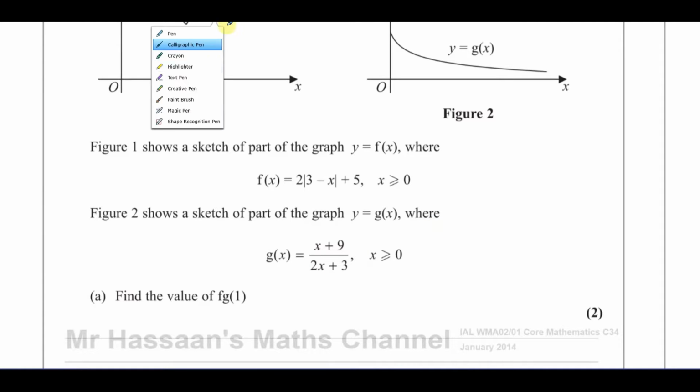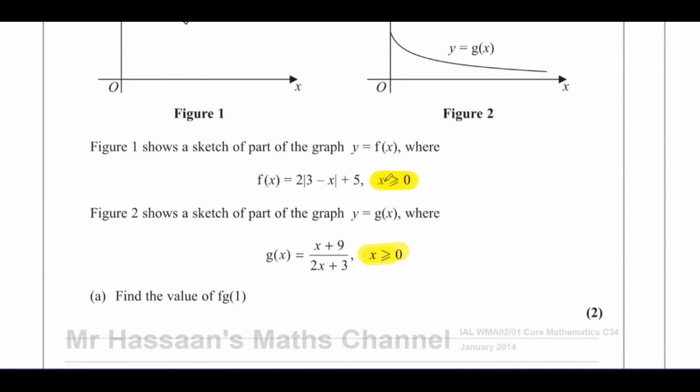Again, as I always say, it's very important to look at these parts here. These tell you about the domain of each function, what values can go into them, and of course that will affect what comes out of them. So they're not here for decoration to make the question look nice. They're here for a reason, so you have to take care of that reason.